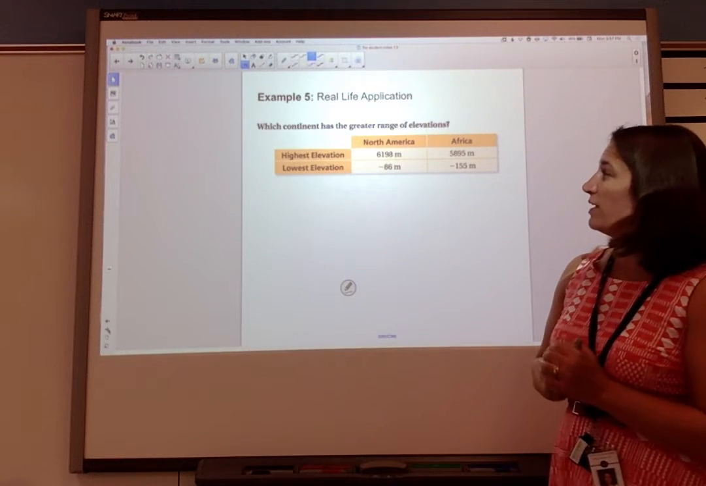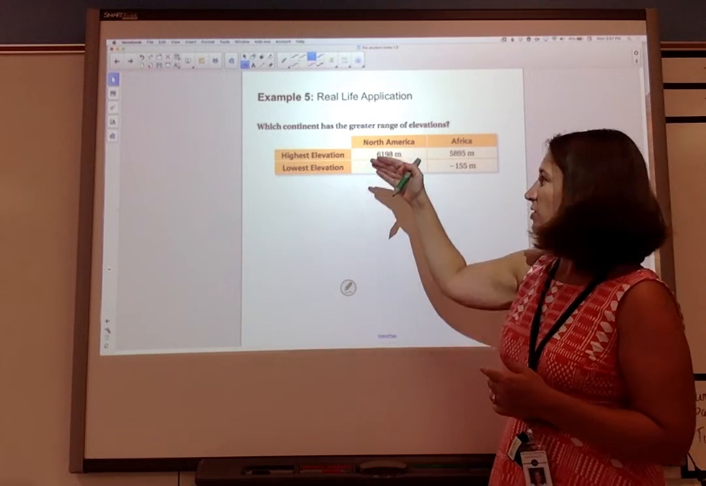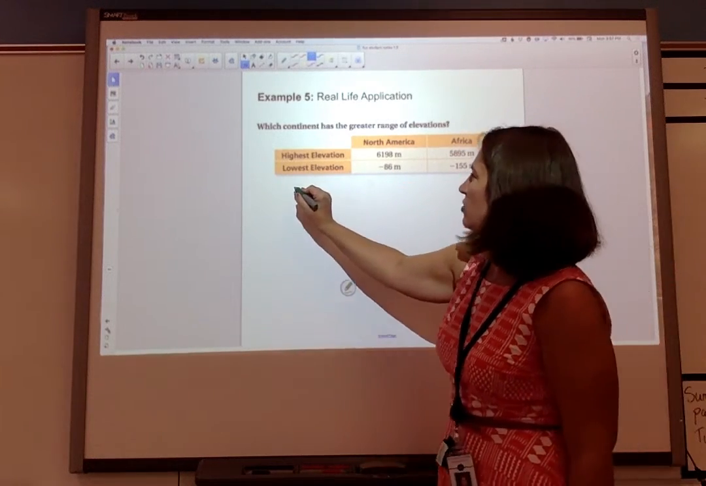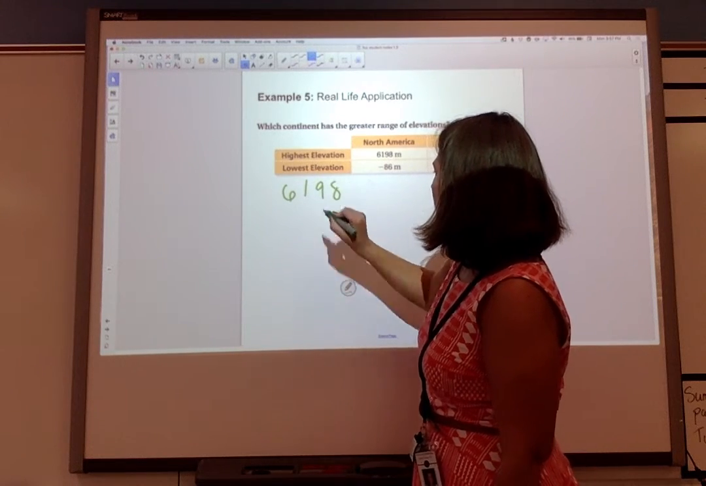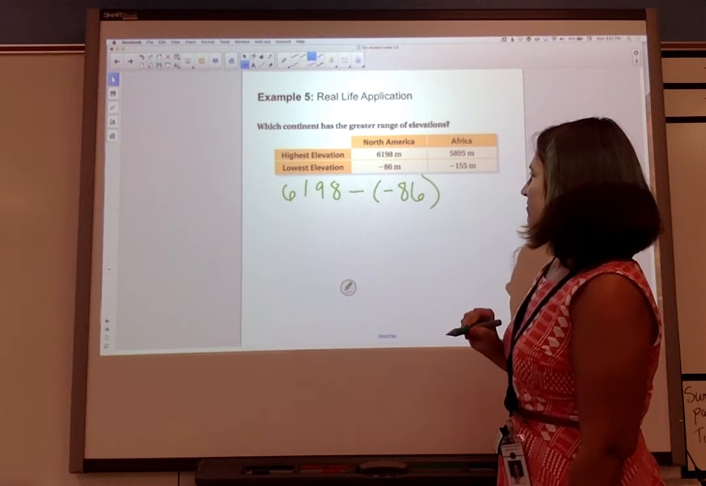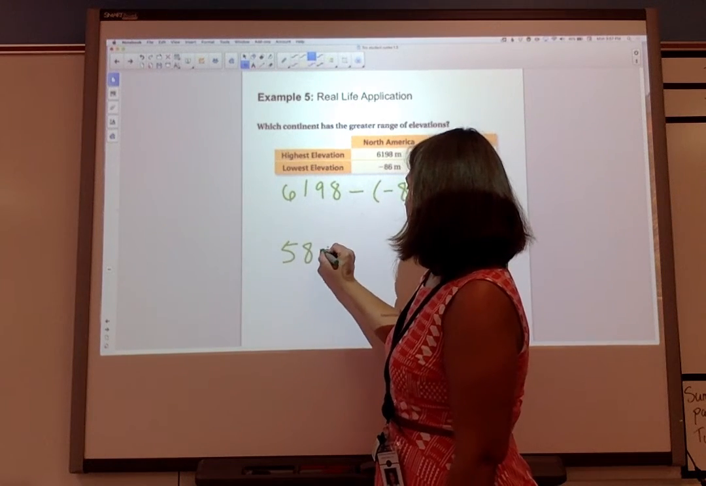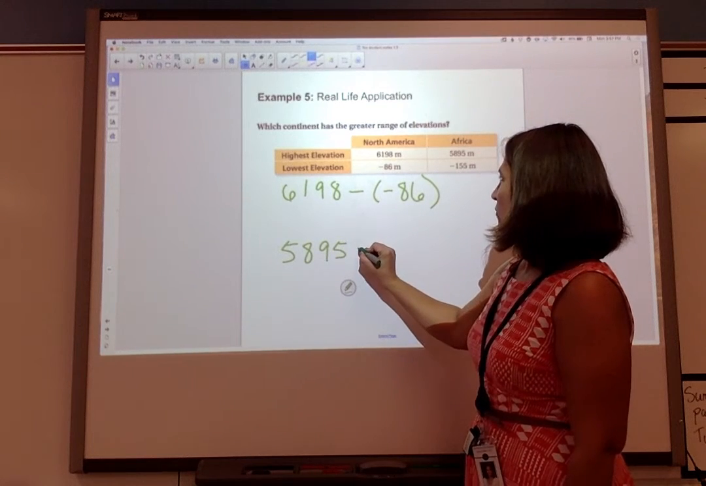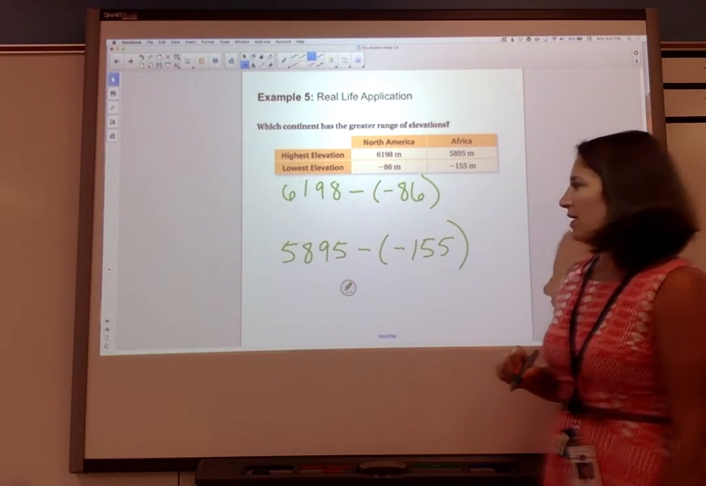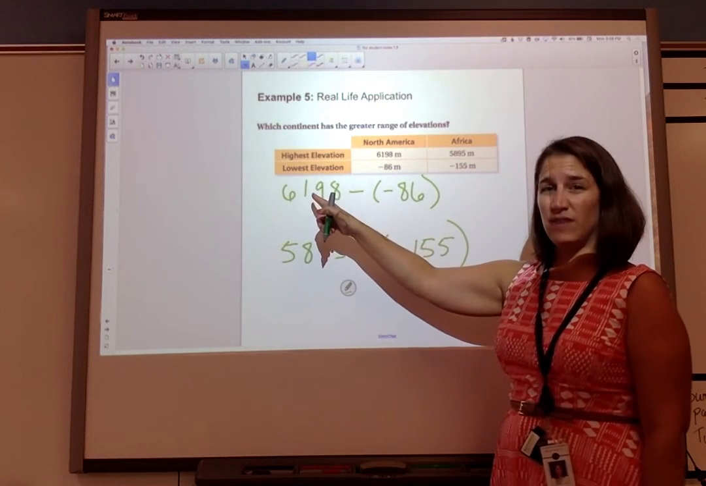Okay, last thing, we've got this real-life application. Which continent has the greater range of elevation? If we want the range, we're going to do the highest minus the lowest. So for North America, the highest elevation is 6,198, and we're going to subtract negative 86. And for Africa, we're going to do 5,895, and we're going to subtract negative 155.